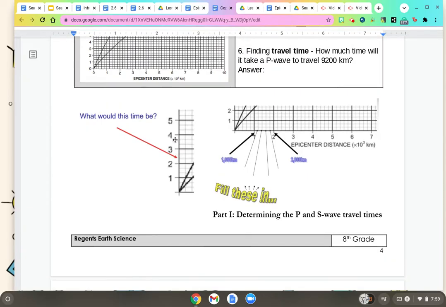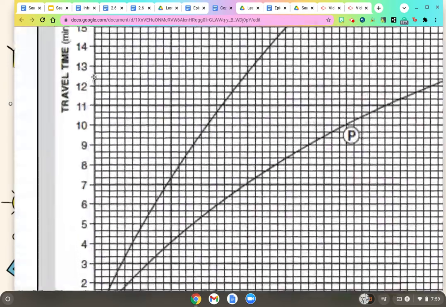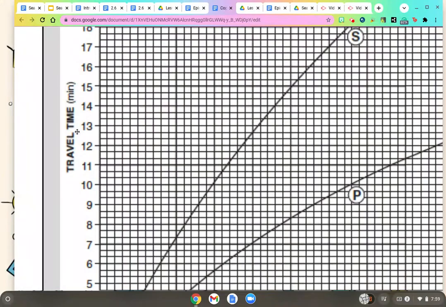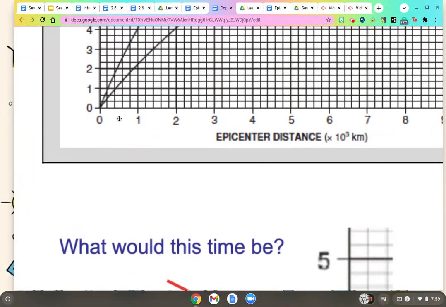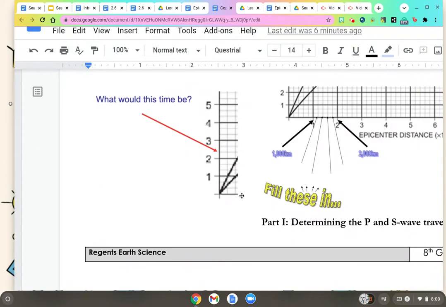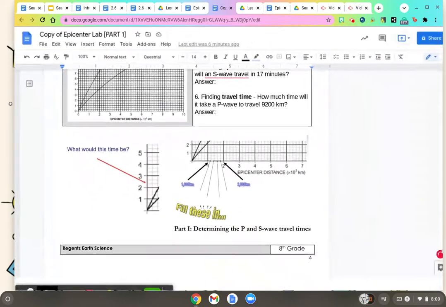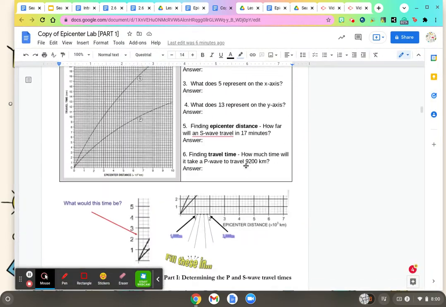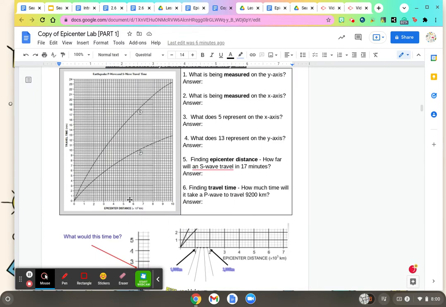For the y-axis, it is travel time. It is measured in minutes. So this is 1 minute, 2 minutes, 3 minutes. Every line or every box represents 20 seconds. So this first line is 20 seconds, 40 seconds, then 1 minute. 1 minute and 20, 1 minute and 40, 2 minutes, and it keeps going up from there. If you need to write this in your reference table to remember how to use this, go ahead and do that.